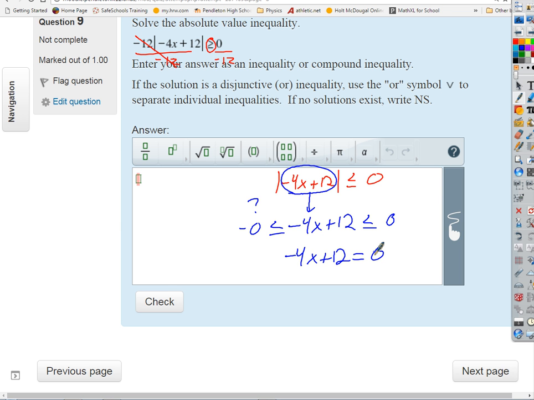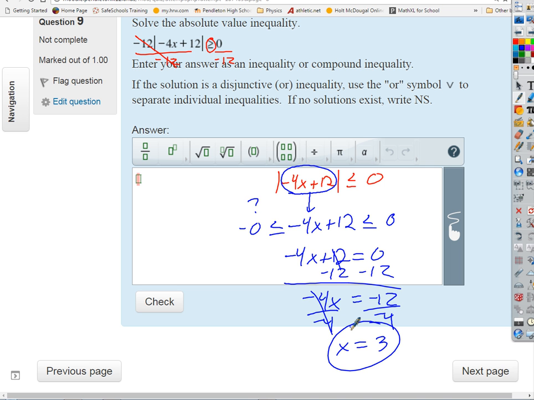And so now to solve, this just becomes an equation, and to solve this I would just subtract 12 from both sides and get negative 4x equals negative 12. Dividing by negative 4 gives us x equals positive 3.